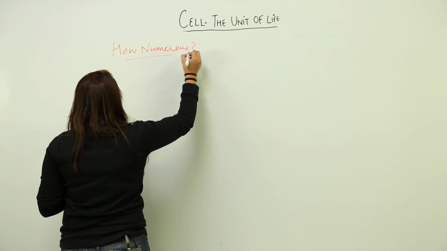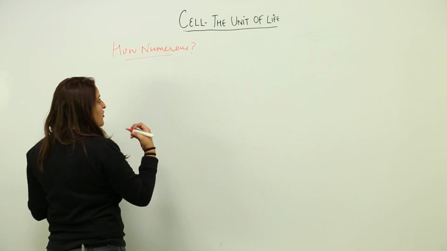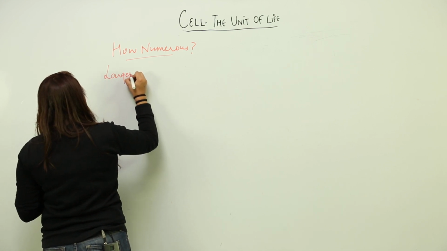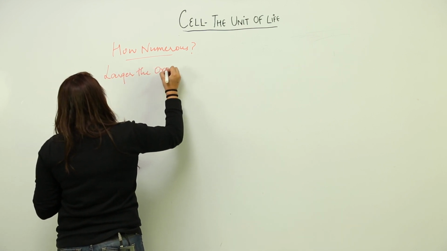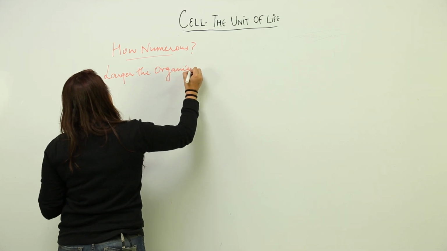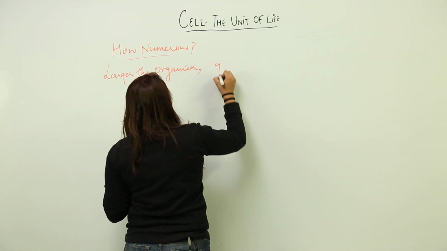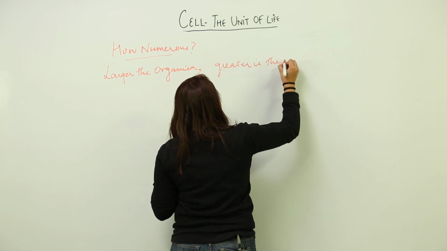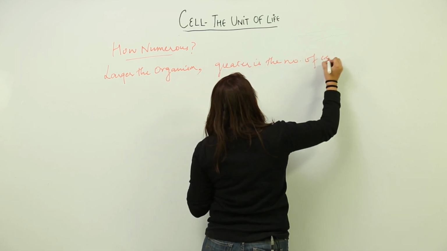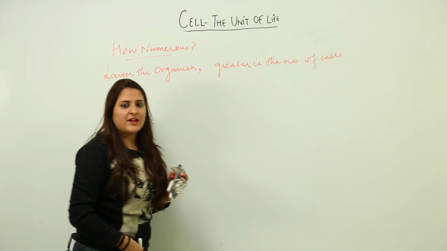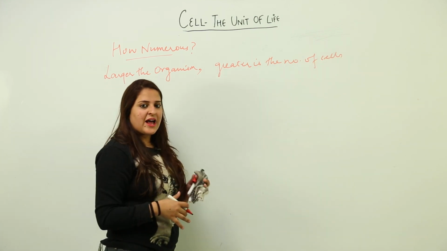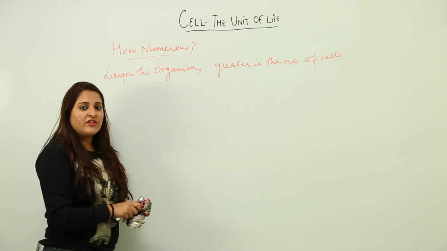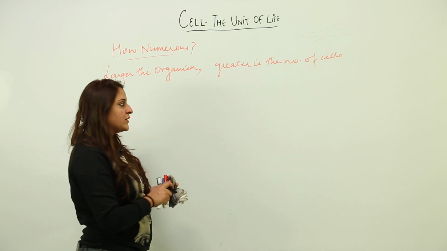One thing is very clear: the larger the organism, the greater the number of cells present in its body. Large organisms have a large number of cells, and small organisms have a small number of cells. But how numerous are these cells and how do they vary from one organism to another?